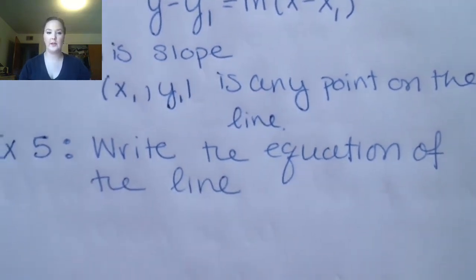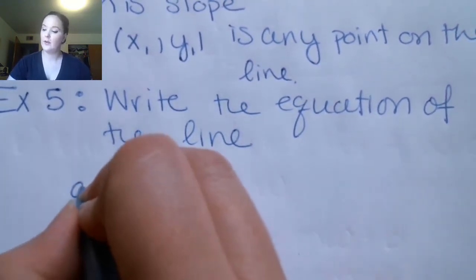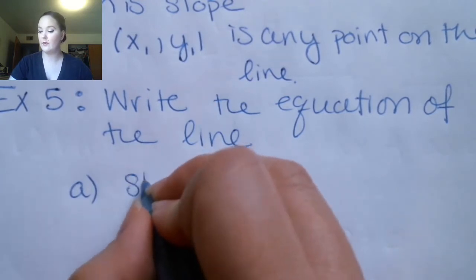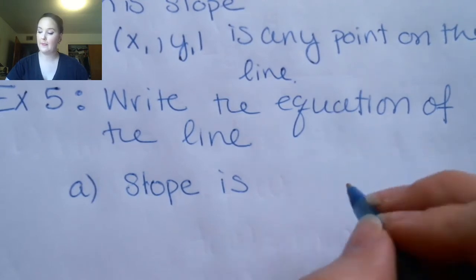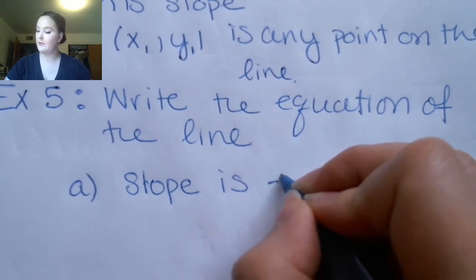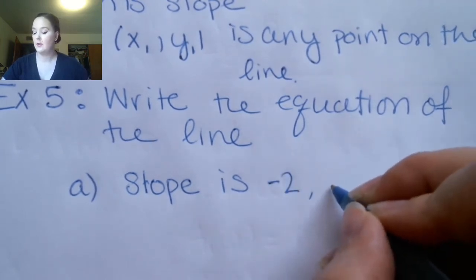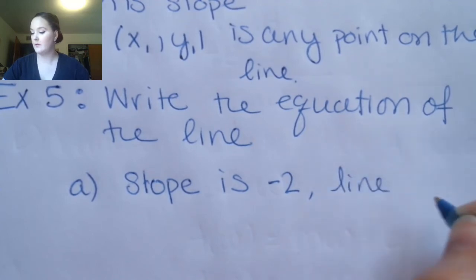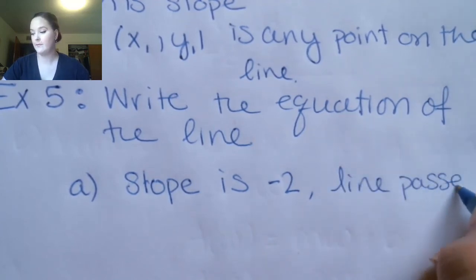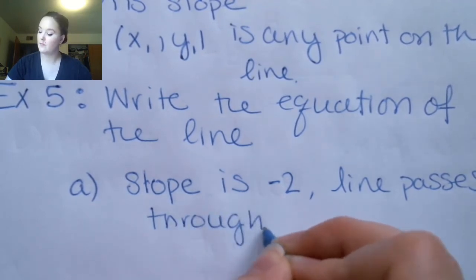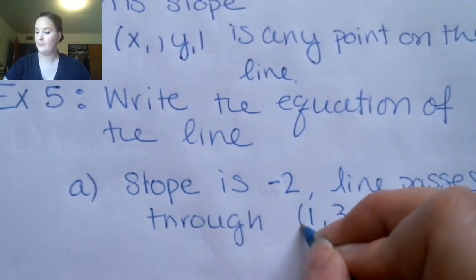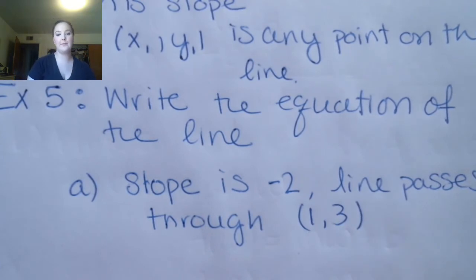Okay, so we're going to write the equation of the line. For the first one, we're going to have slope is -2, and the line passes through the point (1, 3). Okay, all right.